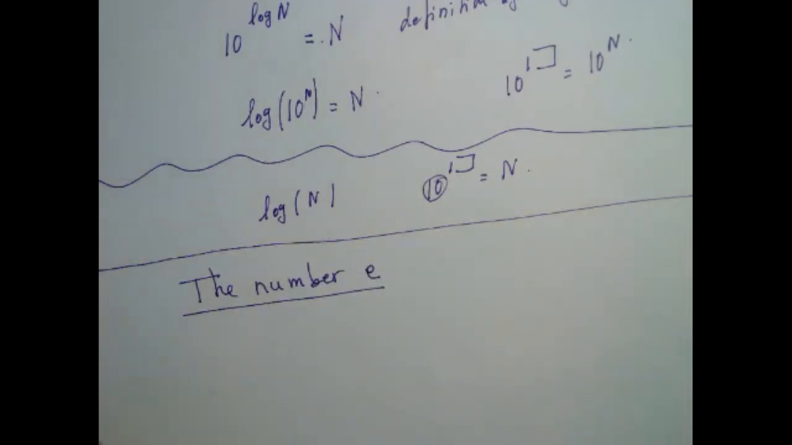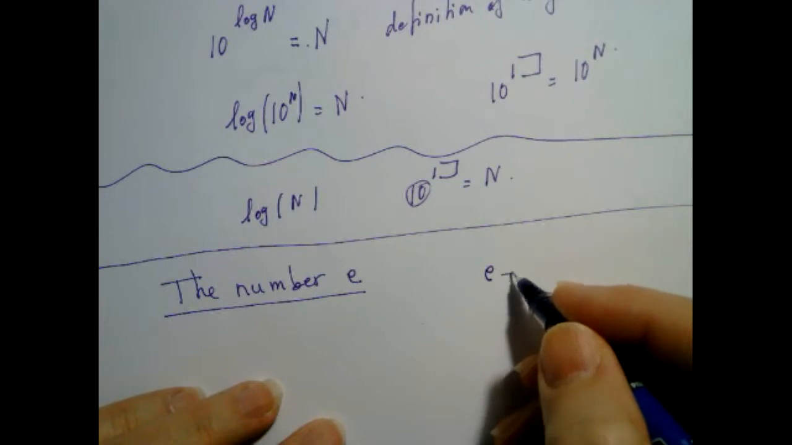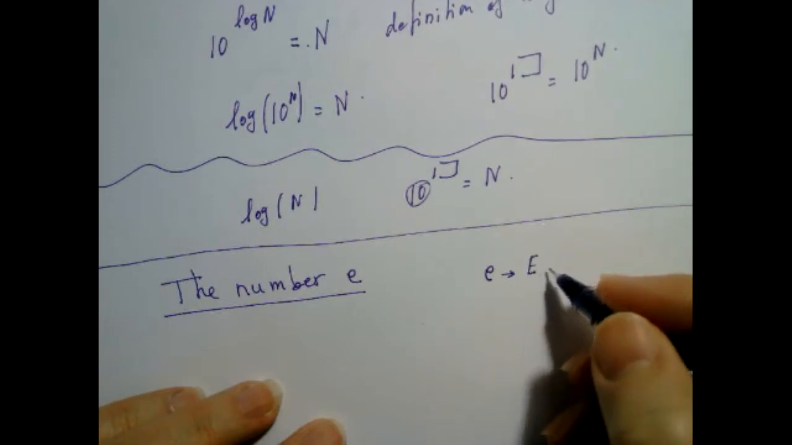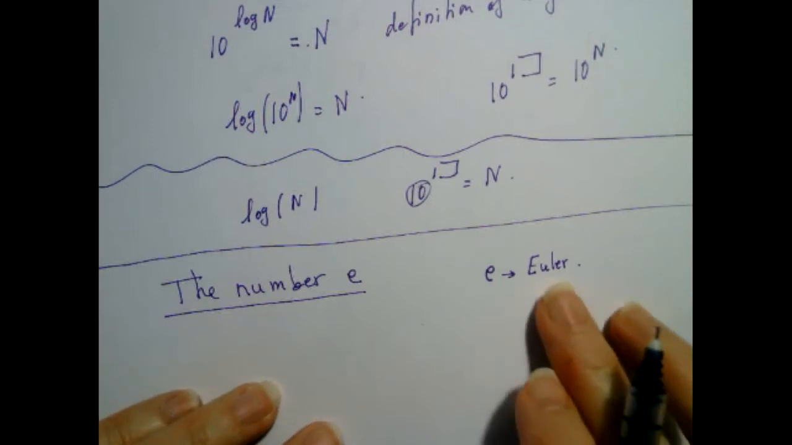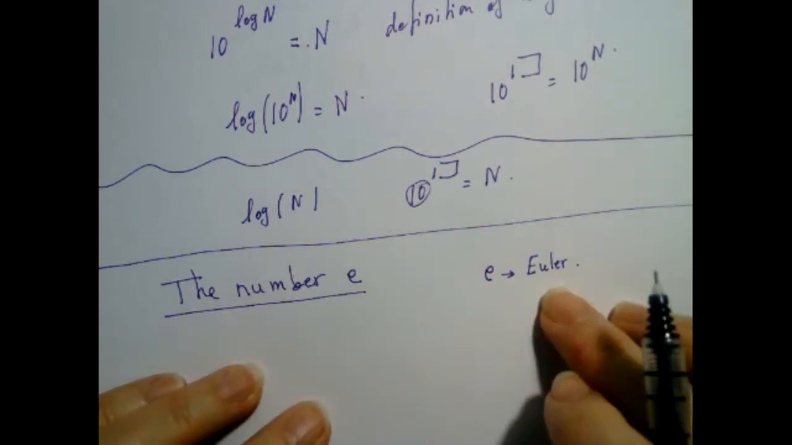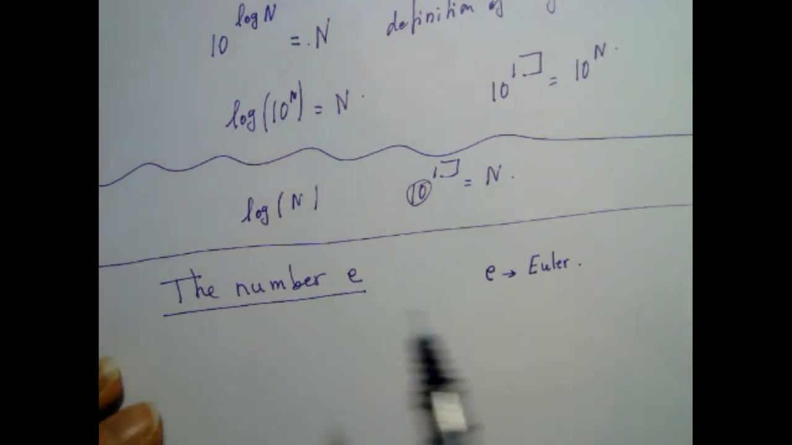So e is a number in math. It's really like pi. It's one of those numbers. The letter e is based on one of the most prolific, important mathematicians of all time, Euler. So the e is a reference to Euler. That's where the letter e is coming from. But it's a number.